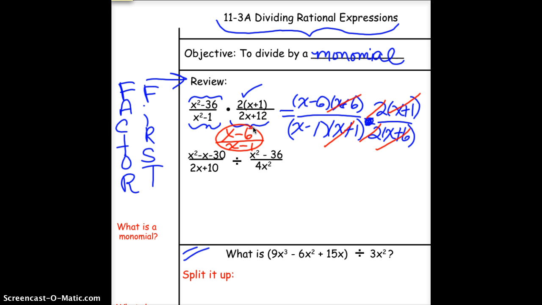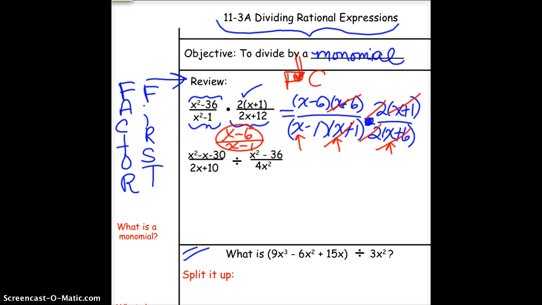Again, had it said to state the excluded values, I would have done it between the factoring and the canceling. It's kind of like a sandwich. Put it right in between the two. So I would have said 1 causes a 0, -1, and -3 would have been my excluded values. I'm sorry, -6. What was I thinking?